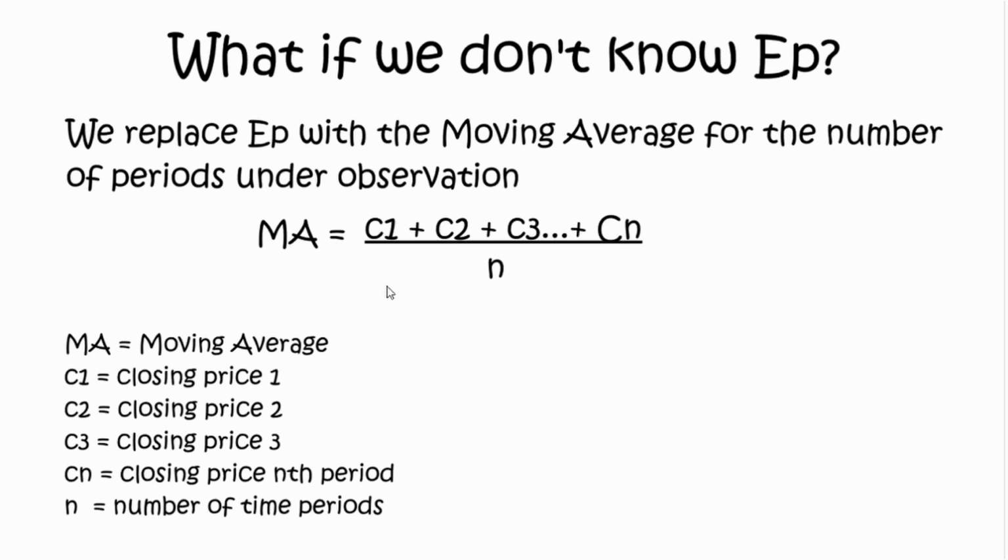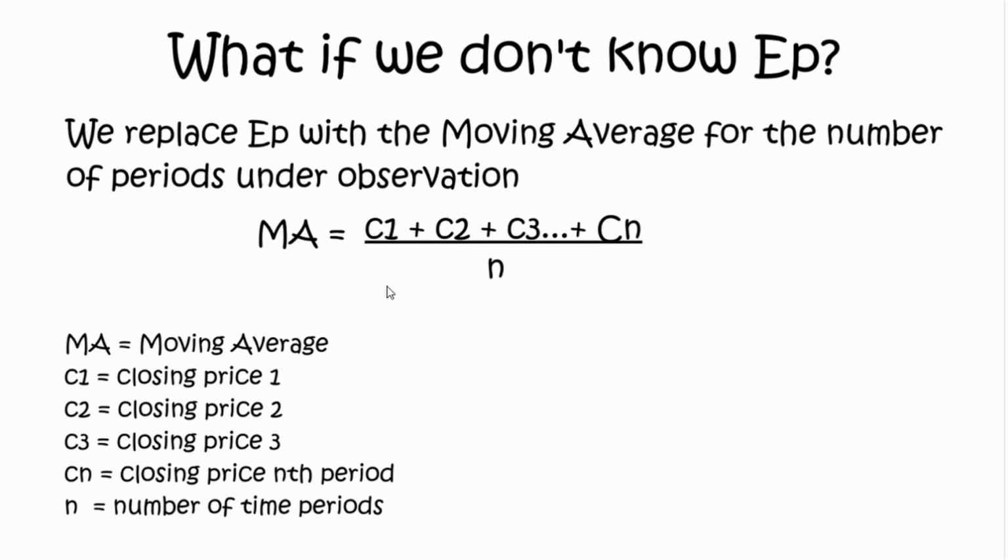Looking at the previous example, you may ask yourself, what if we don't know the previous period's exponential moving average? Typically, you won't need to worry about this. Most charting applications, such as the ones on tradingview.com and investing.com, will automatically calculate the exponential moving average for you. But for the completionists in us, if we do not know the previous period's exponential moving average, we simply calculate the moving average for the number of periods under observation.